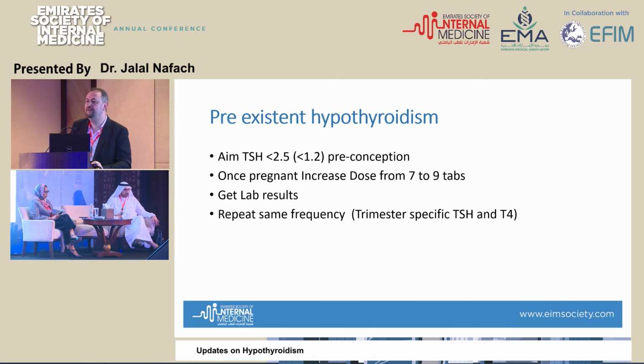Now, how often do you check the thyroid level? Again, every month, at least the first 20 weeks of pregnancy. Then if there is no further adjustment in the dose, then every trimester or so. Again, it depends on the individual.